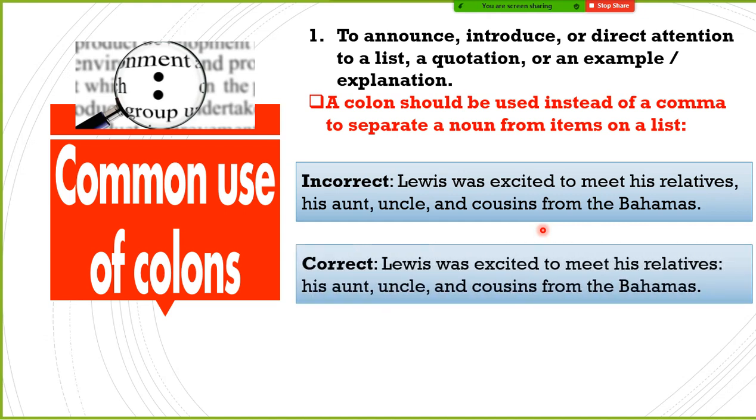Here, what is the mistake? The mistake is that it shouldn't have a comma here, because the main sentence, the core sentence, should stop after relatives. Louis was excited to meet his relatives, like whom? So we have to put the colon, and then start to mention examples or a list of the relatives he was excited to meet: his aunt, uncle, and cousins.